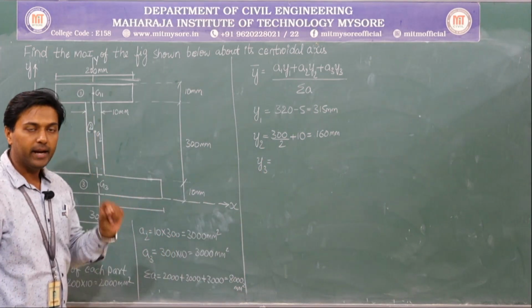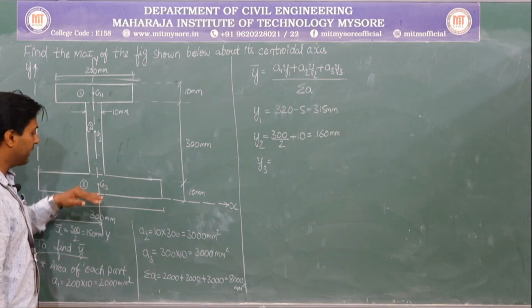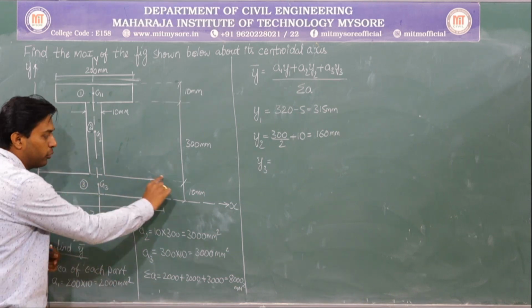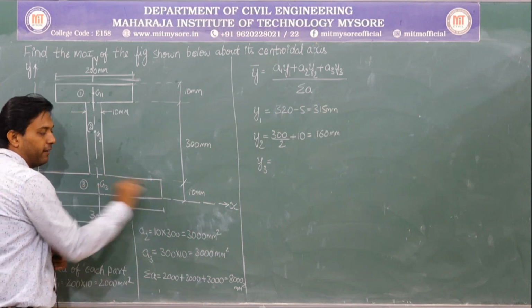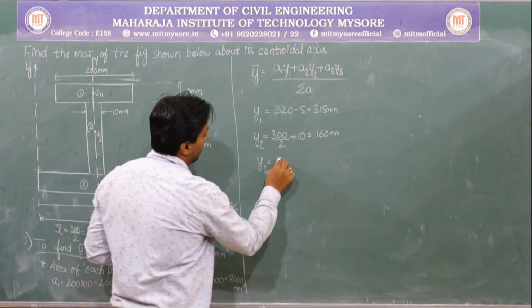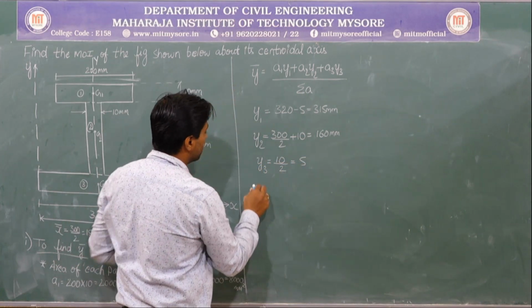So what is y3? It is the distance between the centroid of the Kernson diagram till the reference axis. So total we have 10. So from center till here, don't you think that it is 5? Yes. So it is 10 by 2, that is 5.